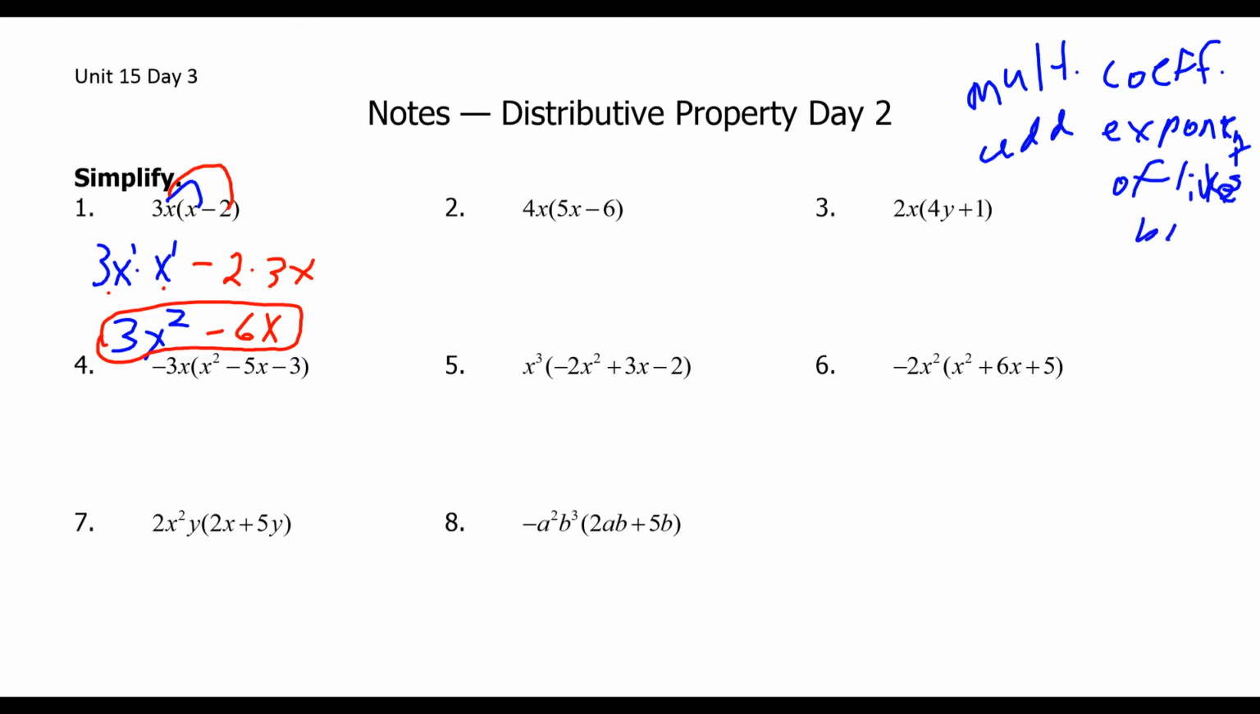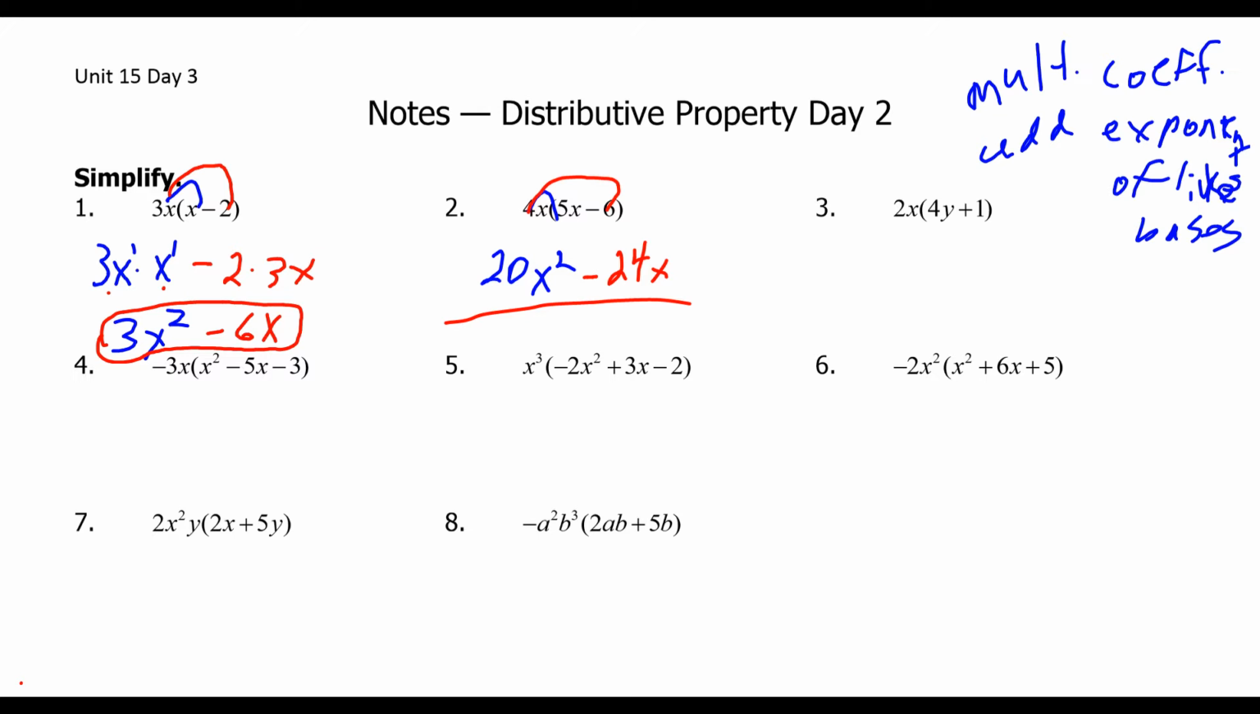Like bases. Alright, so on number 2, what we need to do is we're going to do 4 times 5, which is 20, and then x times x, which is going to be x squared. And there's that part right there. And then we got to go all the way across, and that's going to be minus 24, and since there's nothing to multiply that x by, we're just going to leave it there. So we got 20x squared minus 24x.